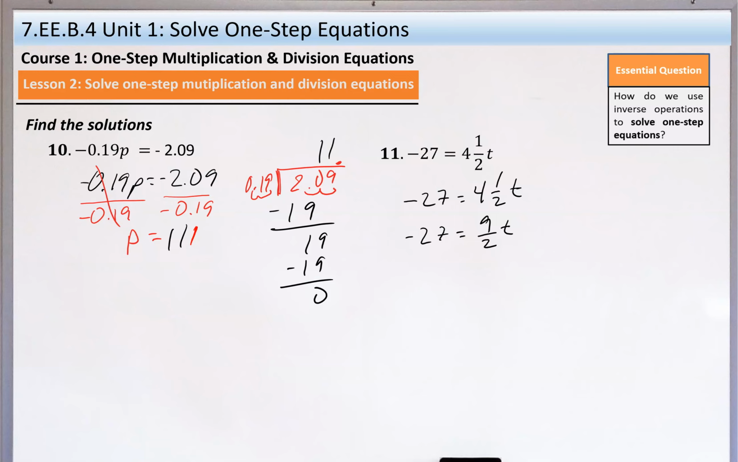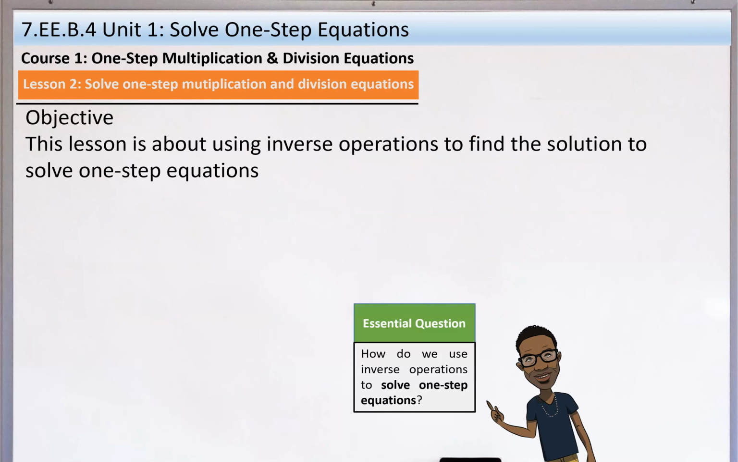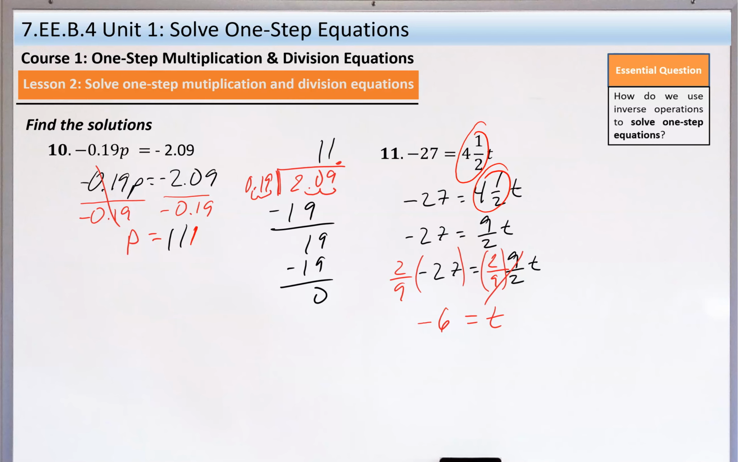So all I did was I converted my mixed number to an improper fraction, because I know all I have to do is multiply both sides by 2/9, the reciprocal of 9/2. I prefer that over dividing negative 27 by 4.5. So our answer is negative 6.